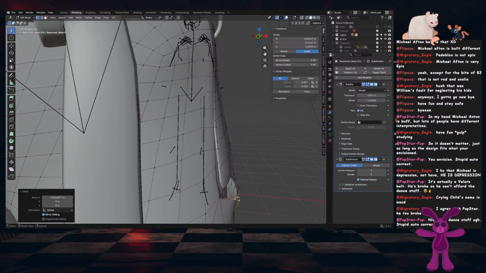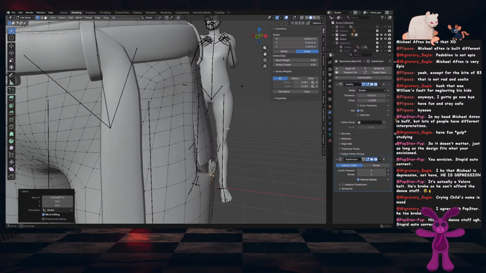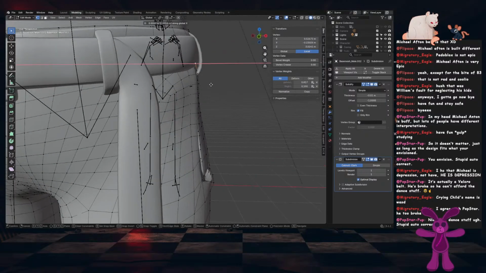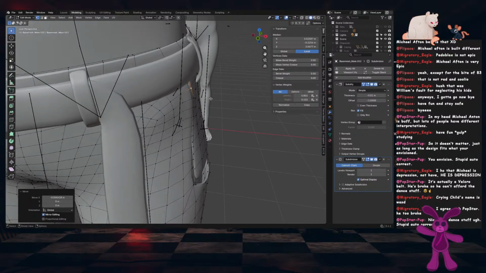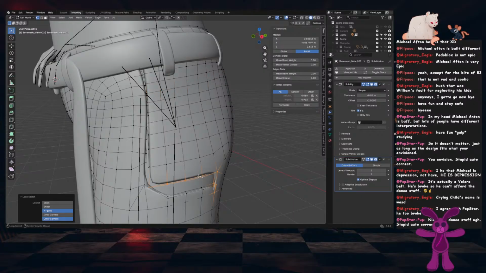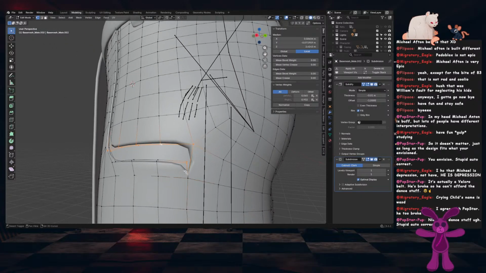It's actually a Velcro belt. He's broke, so he can't afford to dance stuff. Crying child's name is Wazd. Oh. Nice, not dance. I fully just accepted dance there. I'm gonna be honest. Michael Afton always secretly wanted to be a ballerina, but he could never afford the pants or the belt.